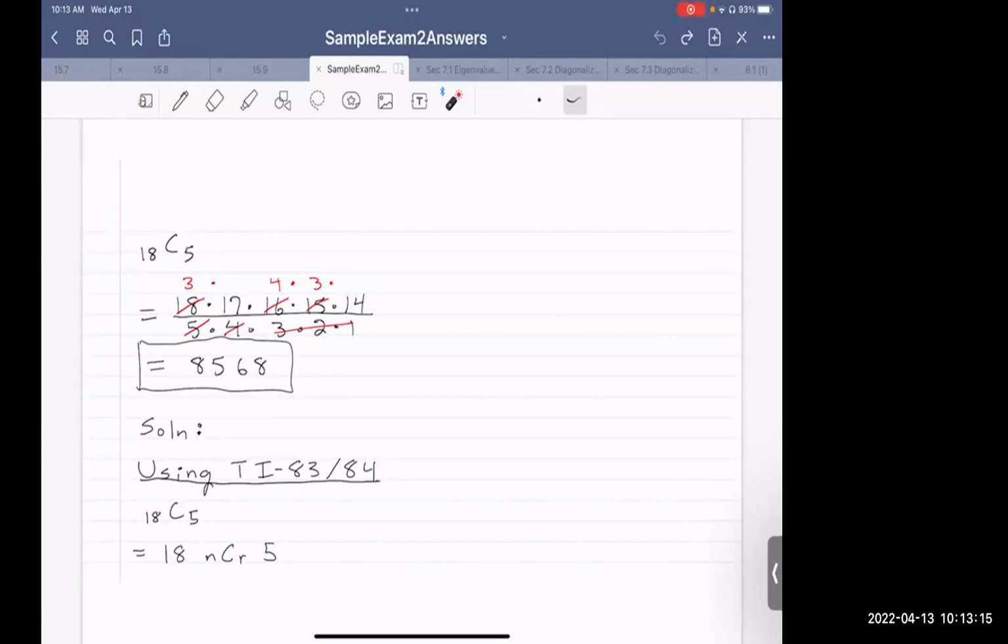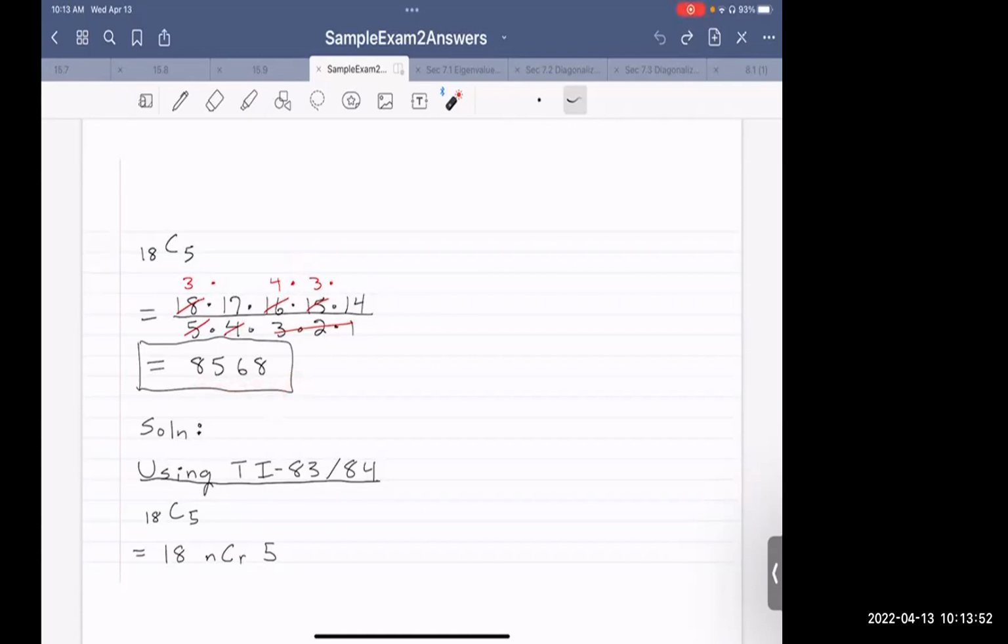And so I have 18 times 17 times 16 times 15 times 14. I start with 18 and I write down 1, 2, 3, 4, 5 numbers, divided by 5 factorial. Well, 15 divided by 5 is 3. 16 divided by 4 is 4. 18 divided by 6 is 3. Times 17 is 51. Times 12 times 14 is 8568.